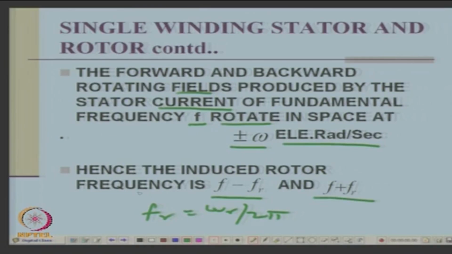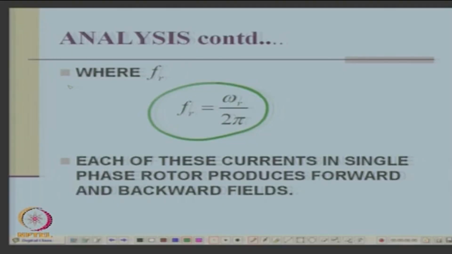So the forward field will produce, as in a normal single phase motor, which is what we have seen, rotor frequencies sf and 2 minus sf, you are aware of this. So the rotor now will have two currents of two frequencies. Any doubt on this? Clear? Okay, let us go to the next step. So fr is omega r by 2 pi, right, where omega r is the rotor speed in electrical radians per second.